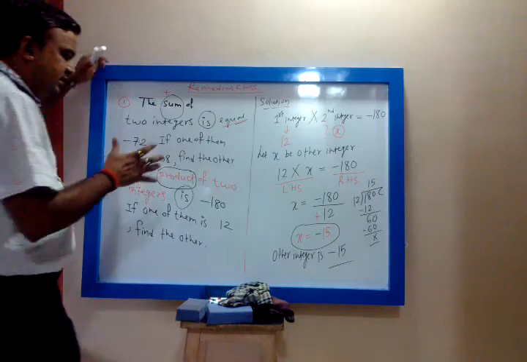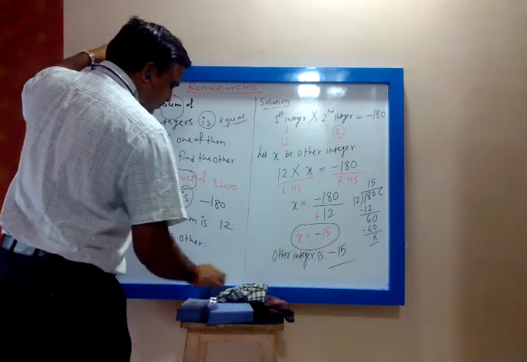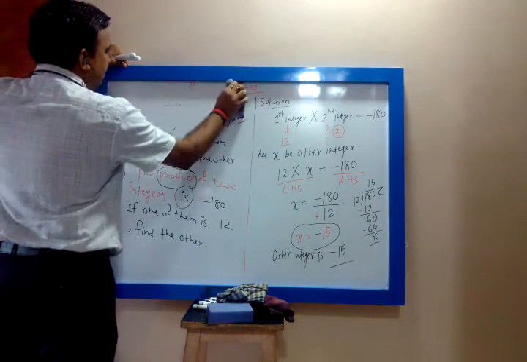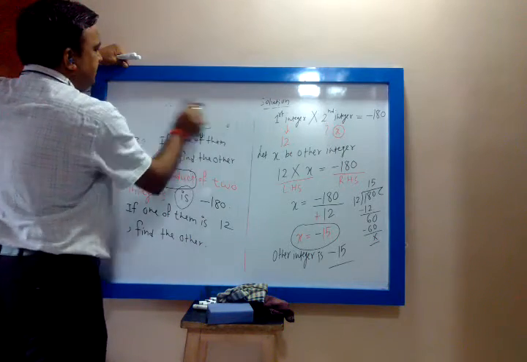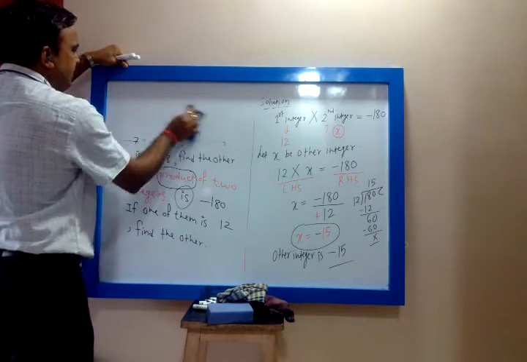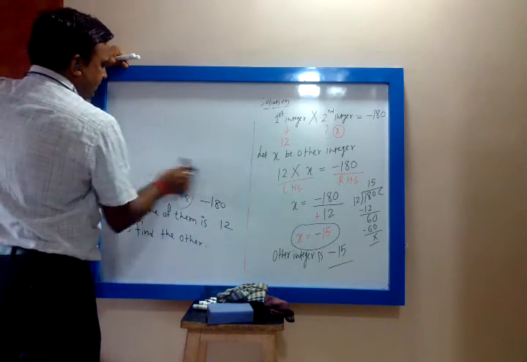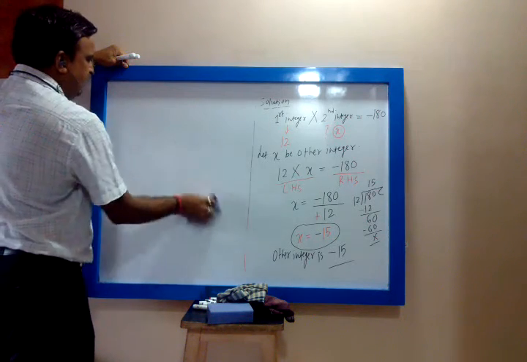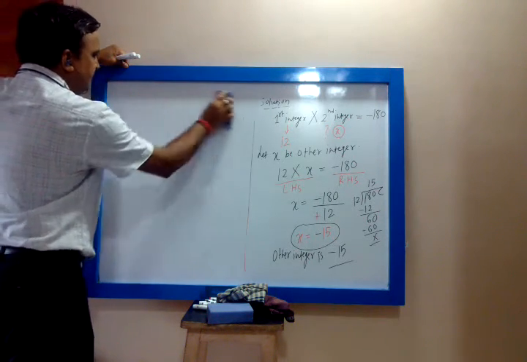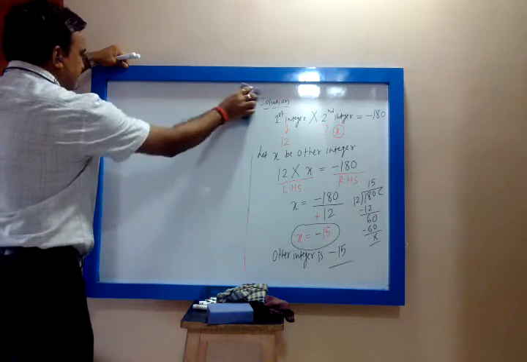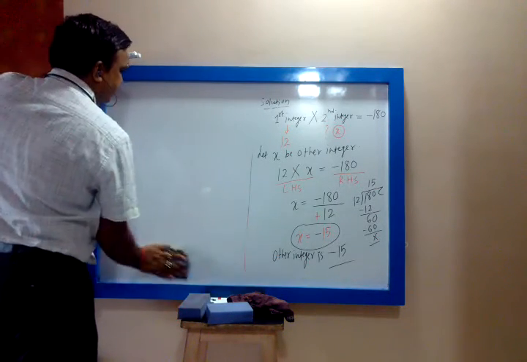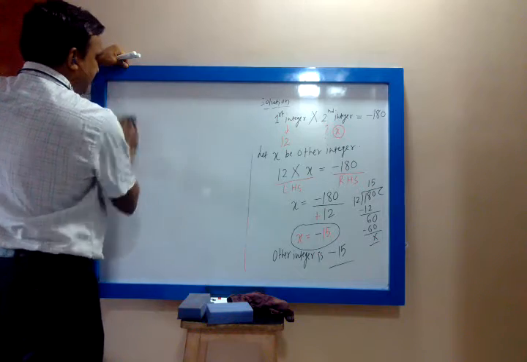So you have to consider the sign. Sign is equally important, my dear. Whether it is plus 15 or minus 15, you have to see the table. There are various tables. Okay, addition and subtraction table is there, multiplication table is there, then division table is also there.